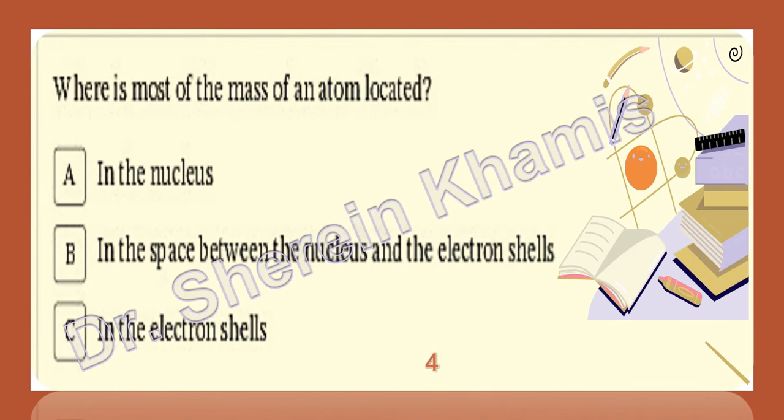Question 4 says, where is most of the mass of an atom located? Most of the mass of the atom is present, as we said, inside the nucleus. Why? As it contains heavy masses, protons and neutrons, compared to the electrons. Let's go to question 5.